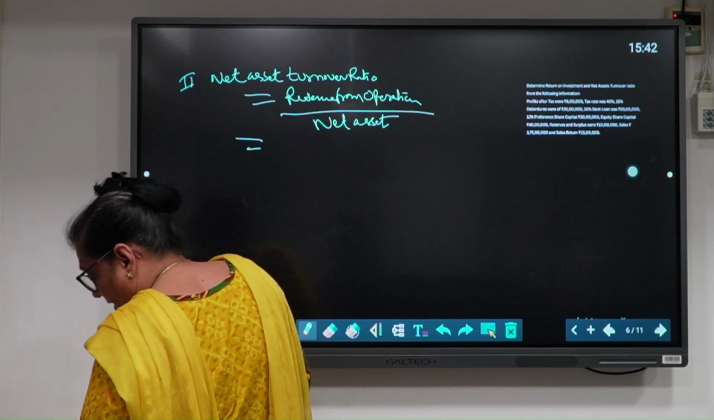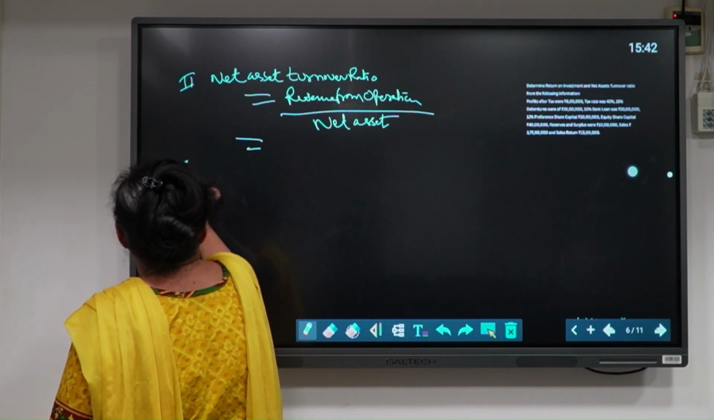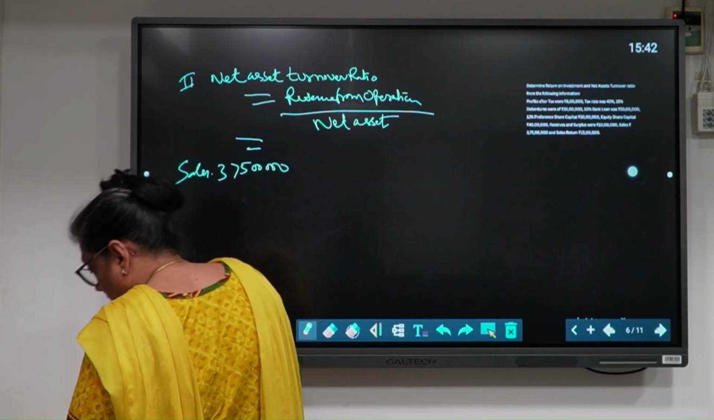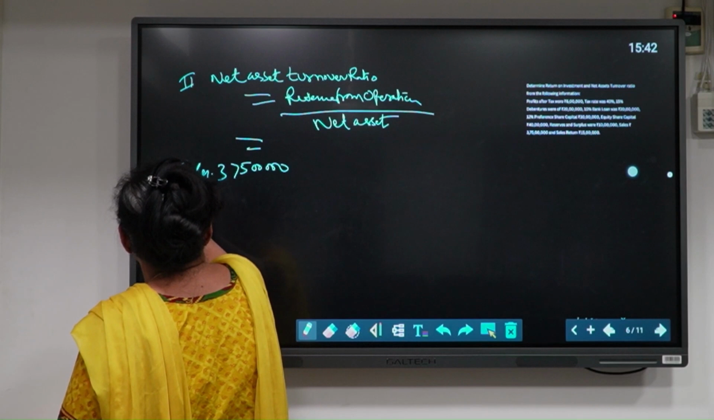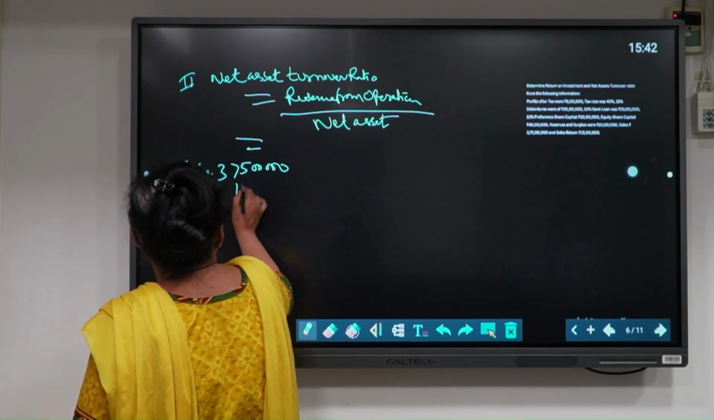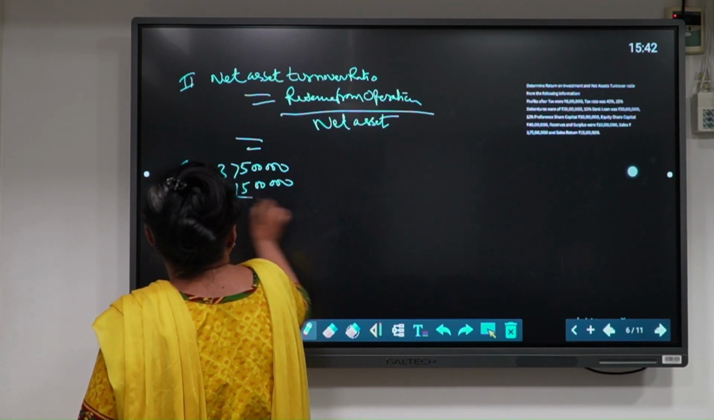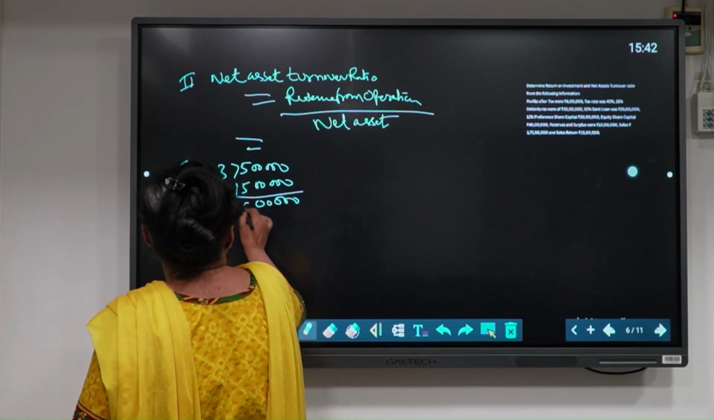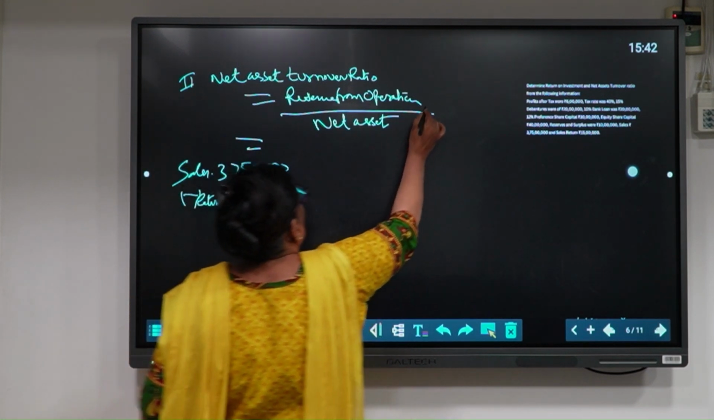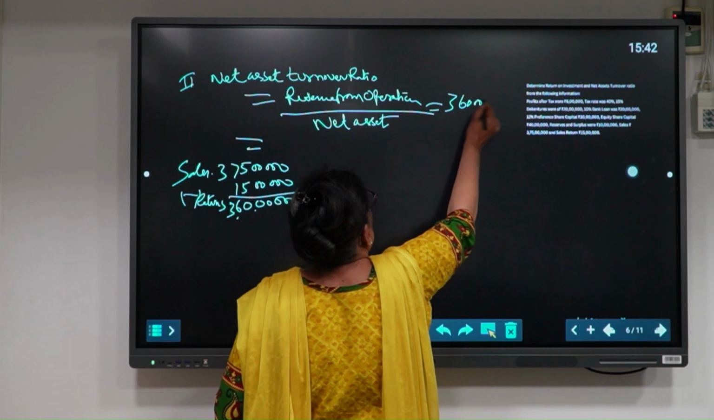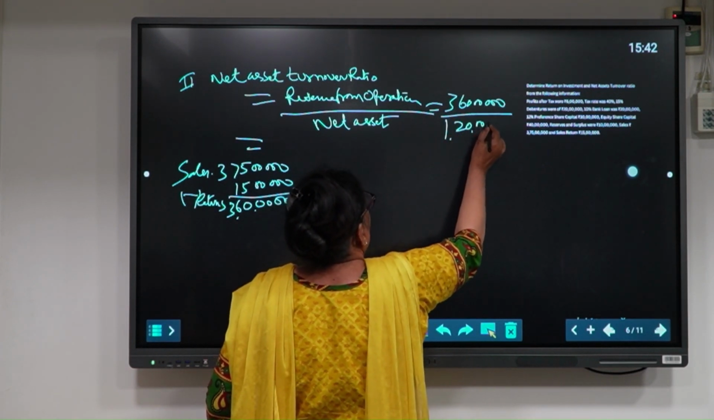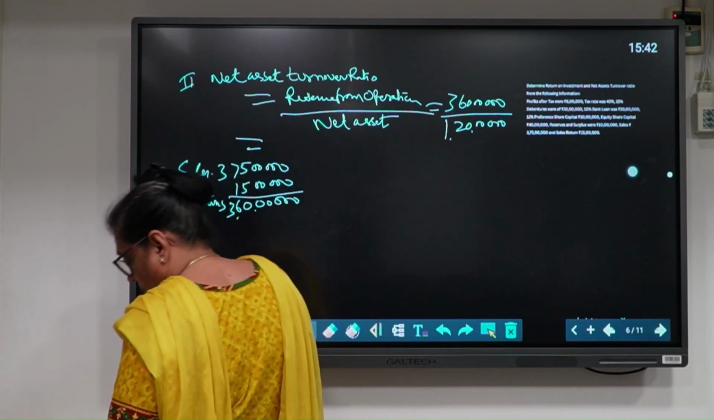Revenue from operation is how much? Sales are 3 crore 75 lakhs, minus the returns. How much are the returns? 15 lakhs. So how much do you get? 3 crore 60 lakhs, correct? Now go with this: 3 crore 60 lakhs divided by net asset. Capital employed or net assets are the same.